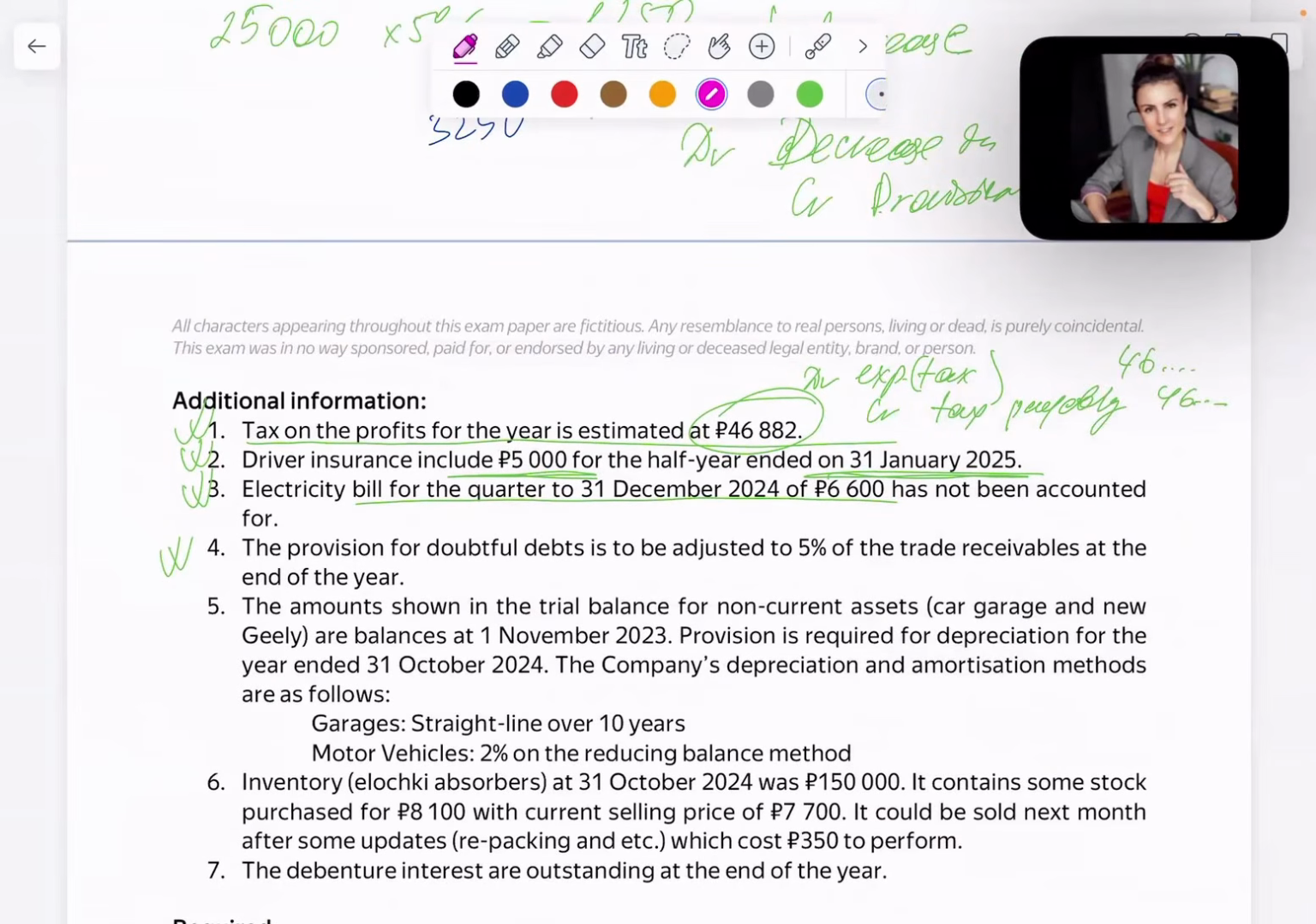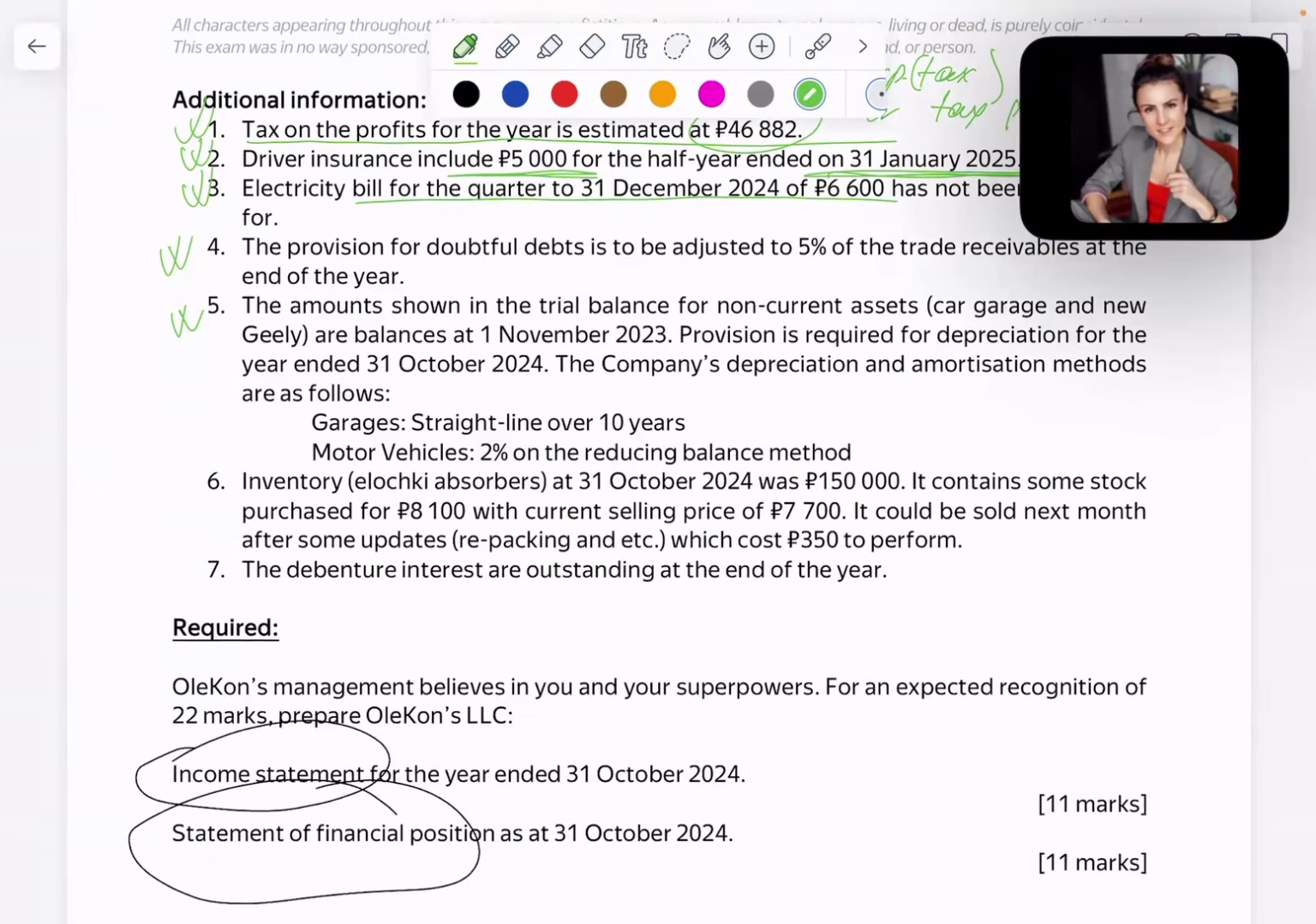Now we have to calculate depreciation for non-current assets. It's quite a simple thing you have to perform. I hope you'll do it. Garages are depreciated on a straight line basis over 10 years. So it means we have to consider 1/10 of the historical cost, which is 205,000. Depreciation expense would be 2,500.